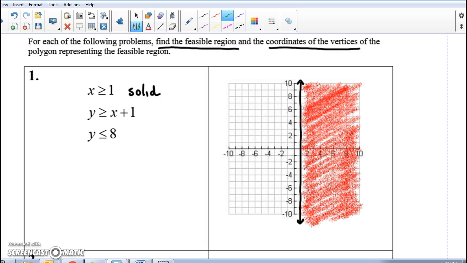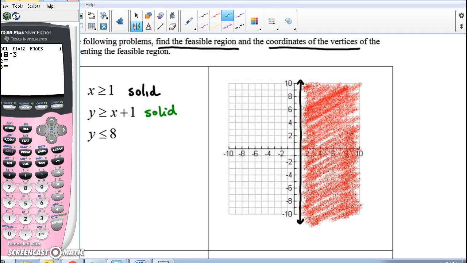Now our second one is already calculator ready, as we talked about. This is also going to be a solid line because it's equal to. And this is a greater than. So we're going to look for the shading that looks like this. That's the greater than. So we're going to go to the calculator and type it in.